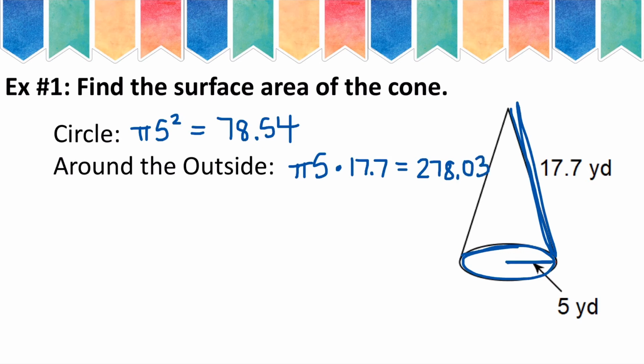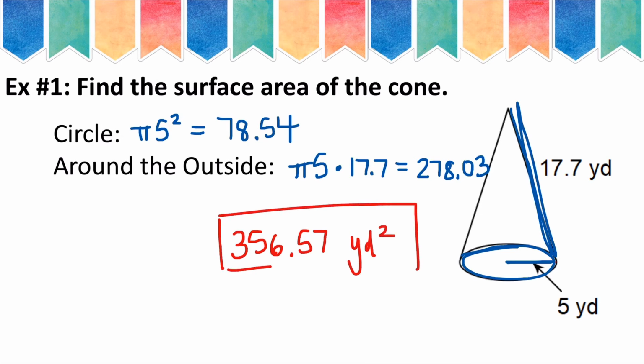So my total surface area will just be when I add these two values together. So my total surface area is 356.57 yards squared. Let's tackle one more example.